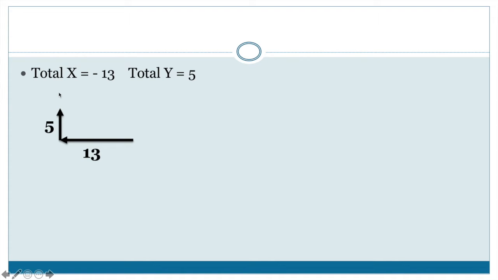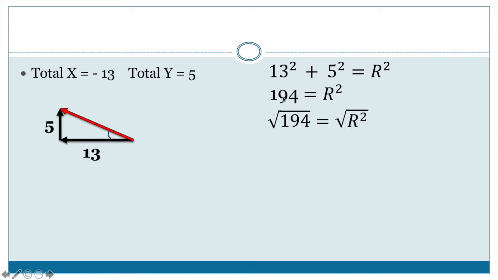Right? Now we're going to turn this into a right triangle by drawing our resultant vector to connect from where we started to where we ended. And we want this inside angle of where we started. You always want the angle for the resultant vector of where you first started drawing, okay? So now we're going to use Pythagorean theorem to get the magnitude of our resultant vector. So 13 squared plus 5 squared equals our resultant squared. We're going to work that out, and we eventually get all the way down to 13.9 as our magnitude, okay?